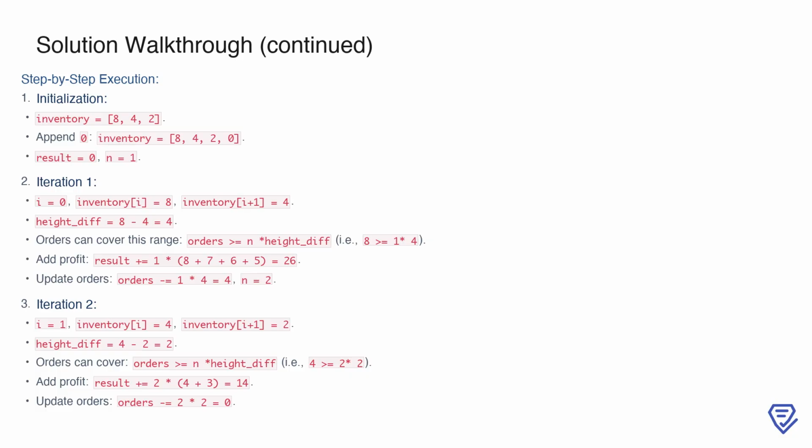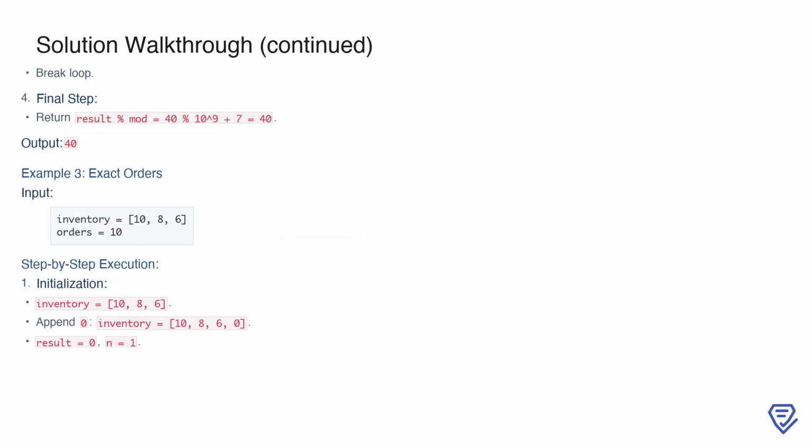Again, we have enough orders to cover this range, so we calculate the profit from selling balls at levels 4 and 3, multiplied by n, which adds 14 to the result. With all orders exhausted, we proceed to the final step. At this point, the loop terminates since we've fulfilled all orders. The total profit accumulated in result is 40. We return this value modulo 10^9 plus 7, which gives the final output of 40 for this example.